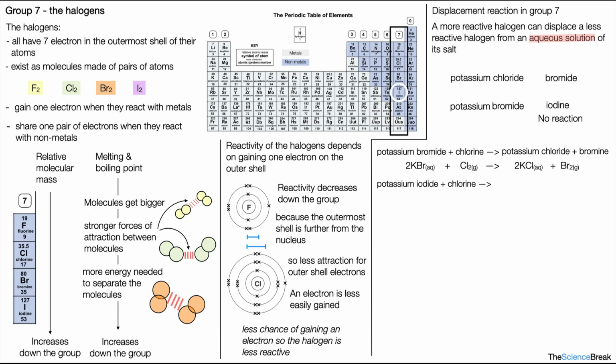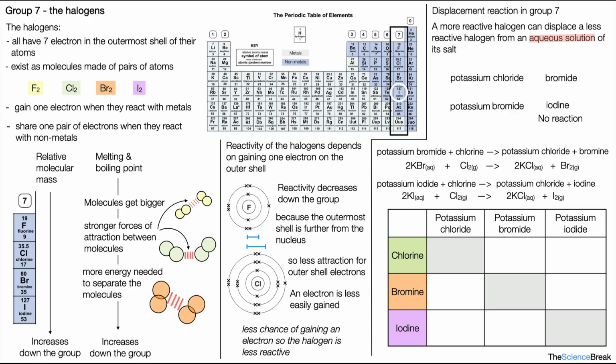Another example is potassium iodide plus chlorine. This would give us potassium chloride plus iodine. There's the balanced formula equation for that one. We can have a go at some examples ourselves, so you can pause here quickly if you like and see what products there are if there is a reaction. Here we have potassium chloride plus bromine, here potassium chloride plus iodine, here potassium bromide plus iodine, and on the other side there are no reactions.